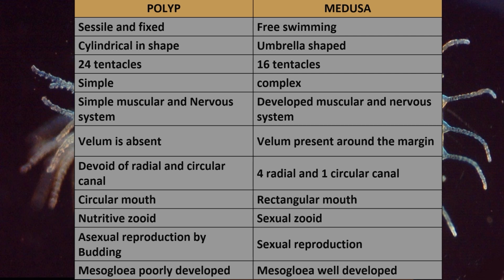The velum is absent in polyp. Velum is present around the margin in medusa. Polyps are devoid of radial and circular canals. Medusa has 4 radial and 1 circular canal. Polyp has a circular mouth, whereas medusa has a rectangular mouth. Polyp is the nutritive zooid. Medusae are sexual zooids. In polyp, asexual reproduction takes place by budding. Medusa is meant for sexual reproduction. In polyp, mesoglea is very poorly developed. In medusa, mesoglea is very well developed.